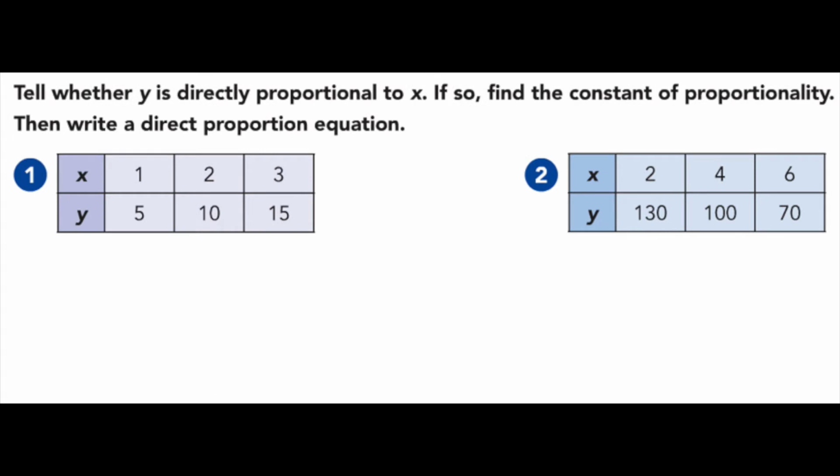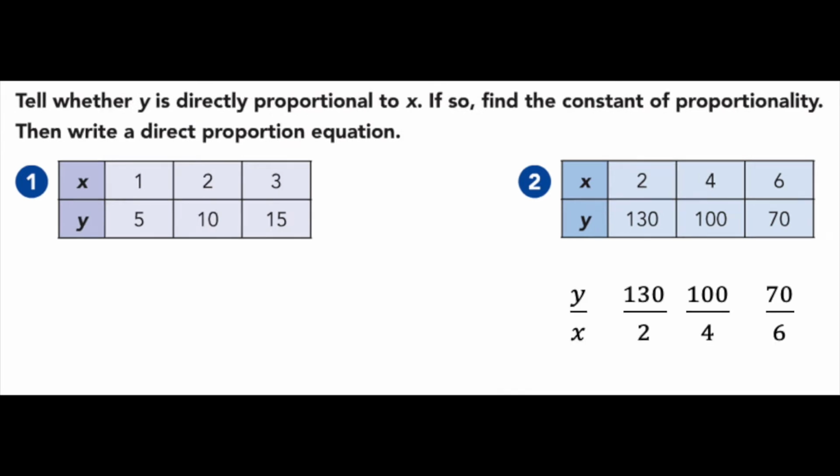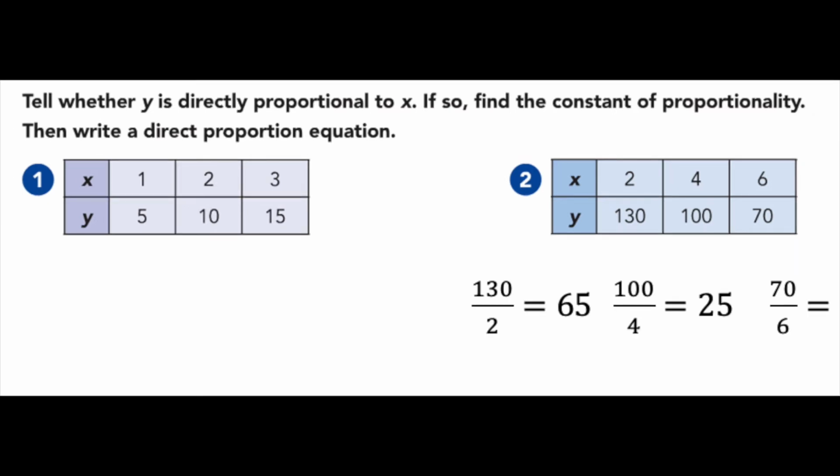Now take a moment, pause the video, and try number 2 on your own. Once you have your y over x value set up, you could start to divide y by x. 130 divided by 2 gives us 65. 100 divided by 4 gives us 25. Because they are not the same quotients, there is no constant of proportionality in this problem.